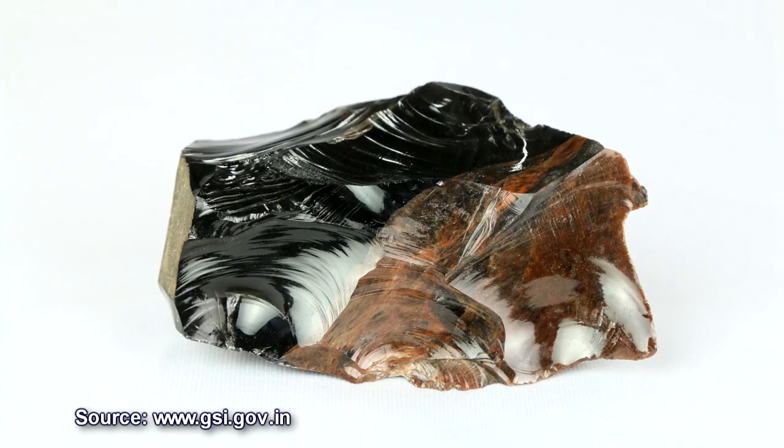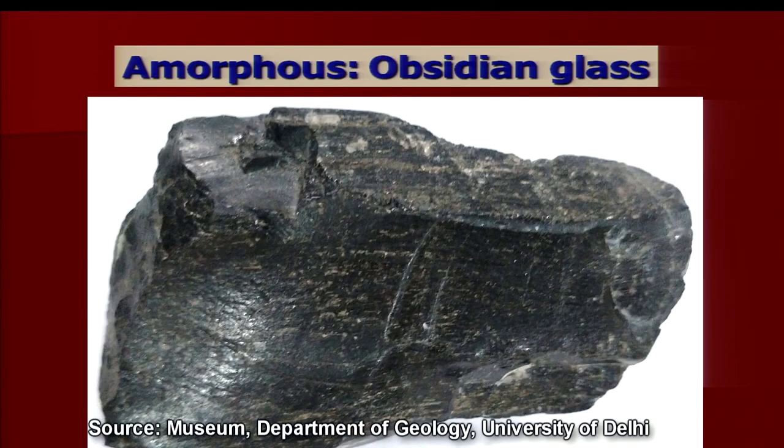The best example is obsidian glass. Obsidian is a rock where the anions and cations are not arranged in a regular manner. So, we call it amorphous. I am showing an example of amorphous material. Here is the picture of a rock called obsidian, which is completely amorphous. Amorphous means no crystal has developed. There is no crystal, that means the cations and anions are not arranged in a regular manner.